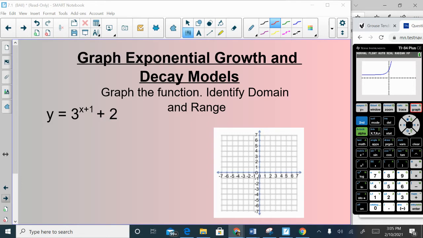Of course, we're not just going to estimate it. We're going to push second and then table and get the points from our calculator. At -4, it's just above 2. At -3, it's slightly bigger, but just above 2, 2.33. At -1, it's up at 3, at 0, 5, and then at 1, it's way up here at 11 somewhere. So here's what our graph looks like.